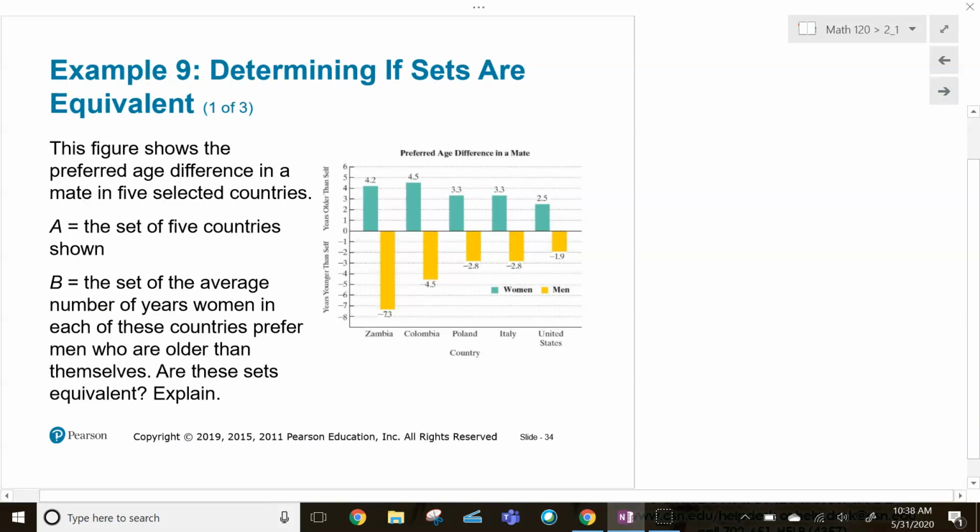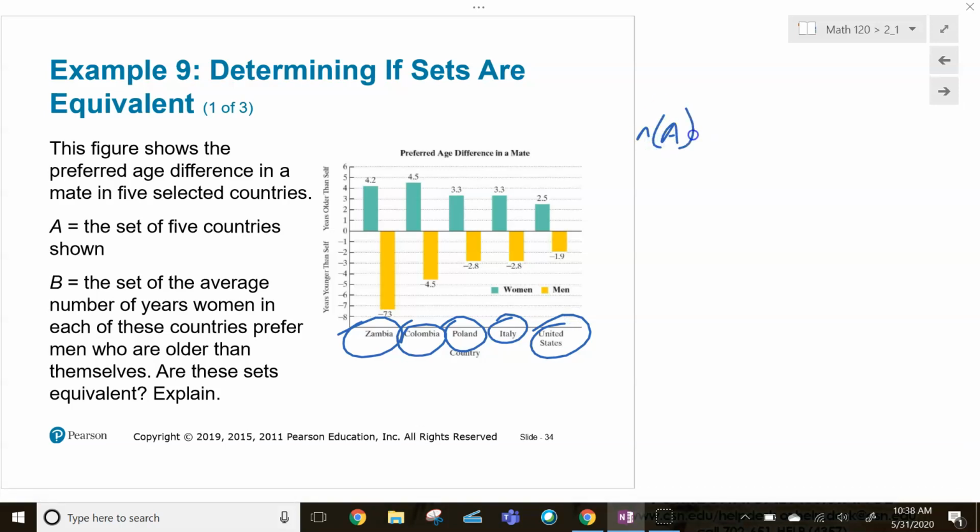All right, let's look at this one here. We got set A is a set of 5 countries here. So we've got Zambia, Colombia, Poland, Italy, United States. So number of elements in set A is 5. Now set B is a set of the average number of years women in each of these countries prefer men who are older than themselves. And then are these sets equivalent?